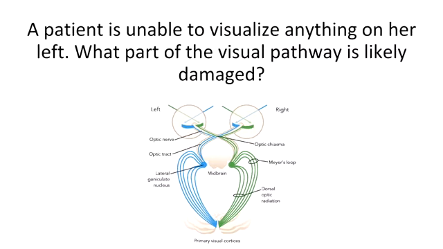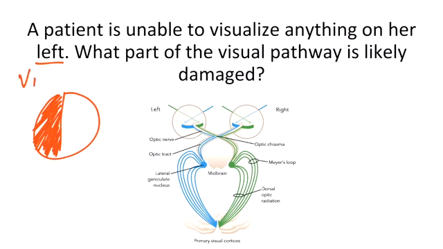Let's say a patient is unable to visualize anything on her left. What part of the visual pathway is likely damaged? So the patient is describing a visual field that looks like this. So you can't see on the left side. So what part of the pathway would cause this visual field?